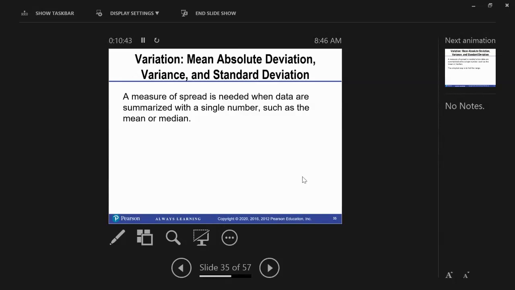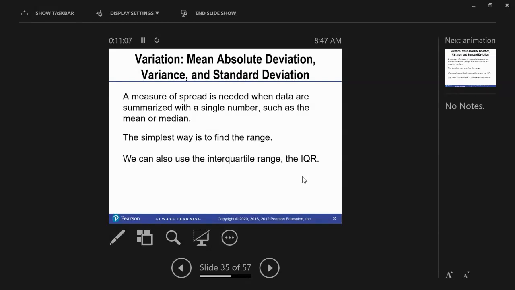Okay, with variation, we're going to look at something called mean absolute deviation. We're also going to look at variance and then standard deviation. A measure of spread is needed when data are summarized with a single number, such as the mean or median. The simplest way is to find the range. We can also use the interquartile range, the IQR that we talked about earlier. And then we also have a more sophisticated way called the standard deviation.